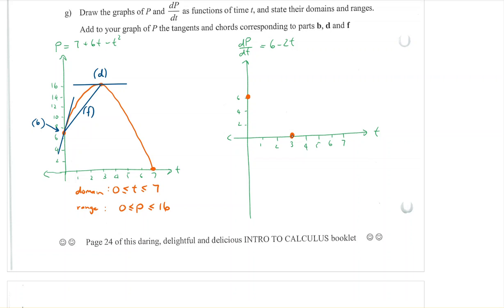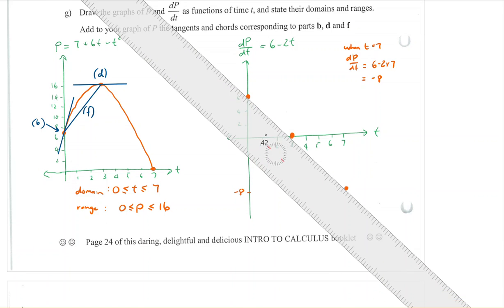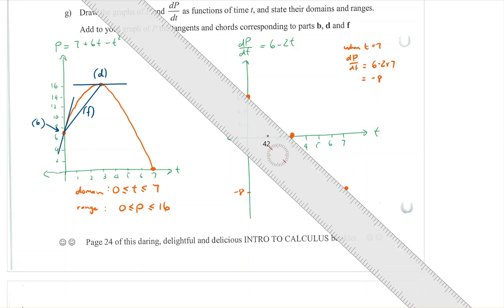Okay? So we didn't actually calculate this in any of the other parts, but when t equals 7, because we know it has to end at time equals 7, the dP over dt equals 6 minus 2 times 7, which is negative 8. Just so you can see it's 7, where I'm going to try and rig this to look like a straight line. Down here at minus 8. Okay, and rule that one up. Did I make it look straight? Yeah, pretty good.